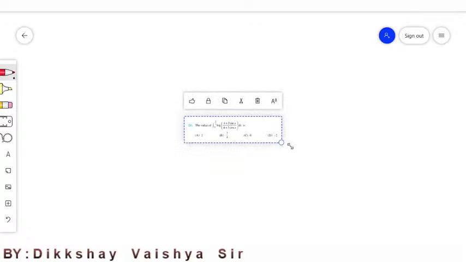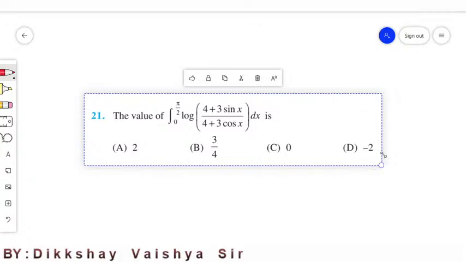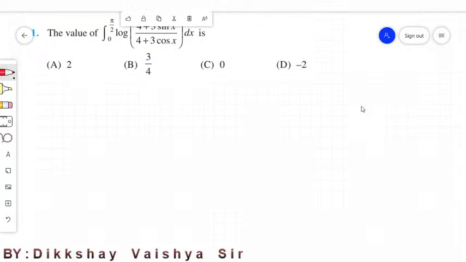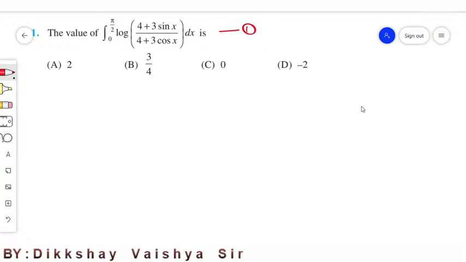Same property needs to be applied again. 0 to a minus x वाली property. सो आता MCQ आहे तर मी शॉर्टकटमध्ये करून देतोय. ठीक आहे, डिटेलमध्ये आपण सॉल्व नाही करूया. So what will I get? Suppose this will be equation number 1. Directly this is what we call equation number 1. Now what will be after the property?